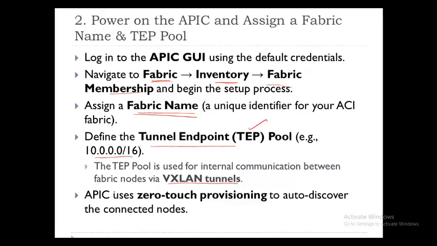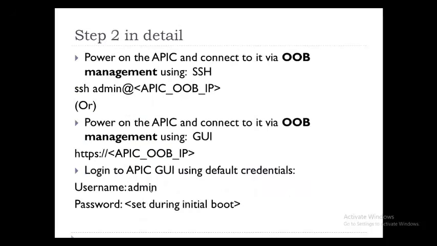That is the second step. See here, you can do both or you can do any one of these. Once the APIC is powered on and connected to the out-of-band management, you can do SSH using PuTTY, or you can do HTTPS using a browser, give the username and password, and you log in. And you will see a setup wizard. There you need to provide the fabric name, which I just said here.